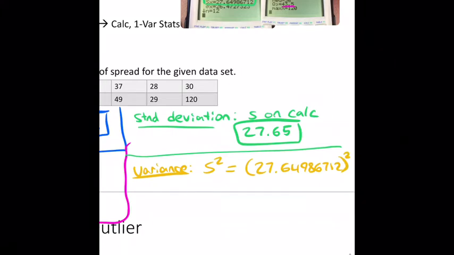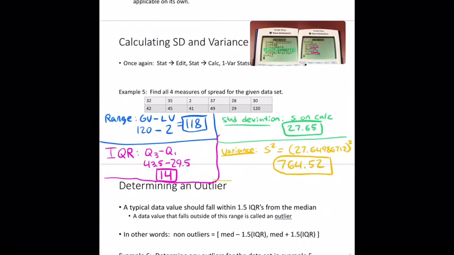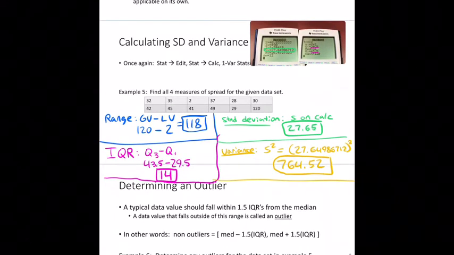So 27.64986712. That's just what the calculator had said. Okay, and we're going to square that, and my calculator says that that's 764.52. And now we have all four of our main measures of spread.